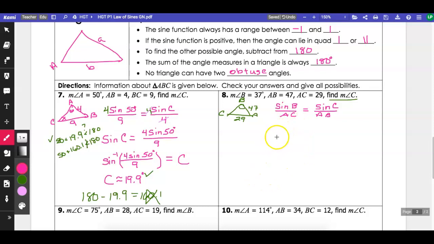Okay, so let's fill in the information we were given. We are given B, so that's 37 degrees. So what we have is the sine of 37 degrees over the side length AC, that's our 29. This is equal to the sine of angle C, that's what I'm looking for. So I'm going to leave the sine of angle C in the numerator over side AB, that's my 47. So when I have this situation here, I'm going to multiply both sides of the equation by 47.